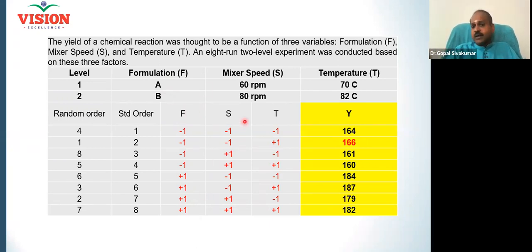Now for the mixture speed, I have 60 RPM, 80 RPM. 60 means -1, 80 means +1. Can you see double minus, double plus, double minus, double plus? A pattern. Now for the third column, temperature, I have 2 options, 70 and 82. Go for minus plus, minus plus, minus plus, minus plus. Single minus, single plus, single minus, single plus.